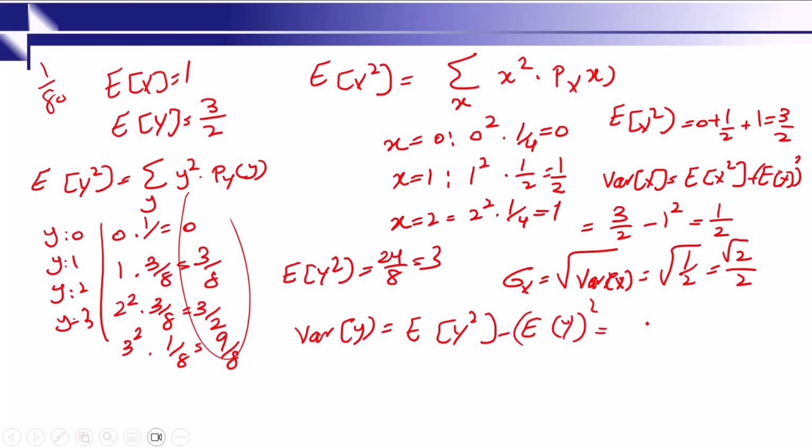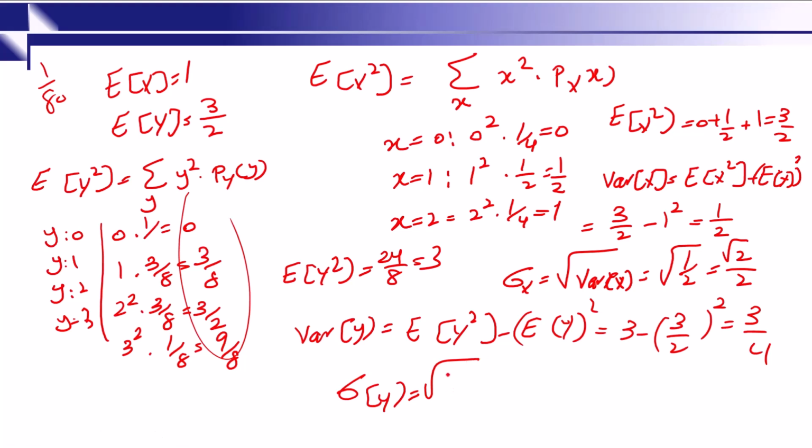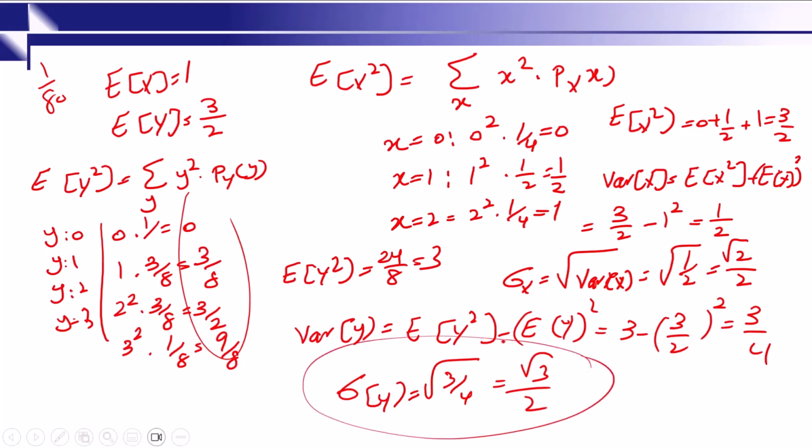So it will be 3 minus (3/2) squared, which is equal to 3/4. And the standard deviation of y is equal to the square root of the variance, which is equal to the square root of 3 over 2. So this is sigma y and this is sigma x.